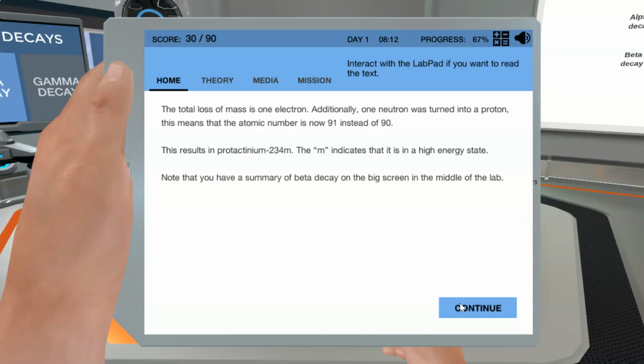Additionally, 1 neutron was turned into a proton. This means that the atomic number is now 91 instead of 90. This results in protactinium-234M. The M indicates that it is in a high energy state. Note that you have a summary of beta decay on the big screen in the middle of the lab.